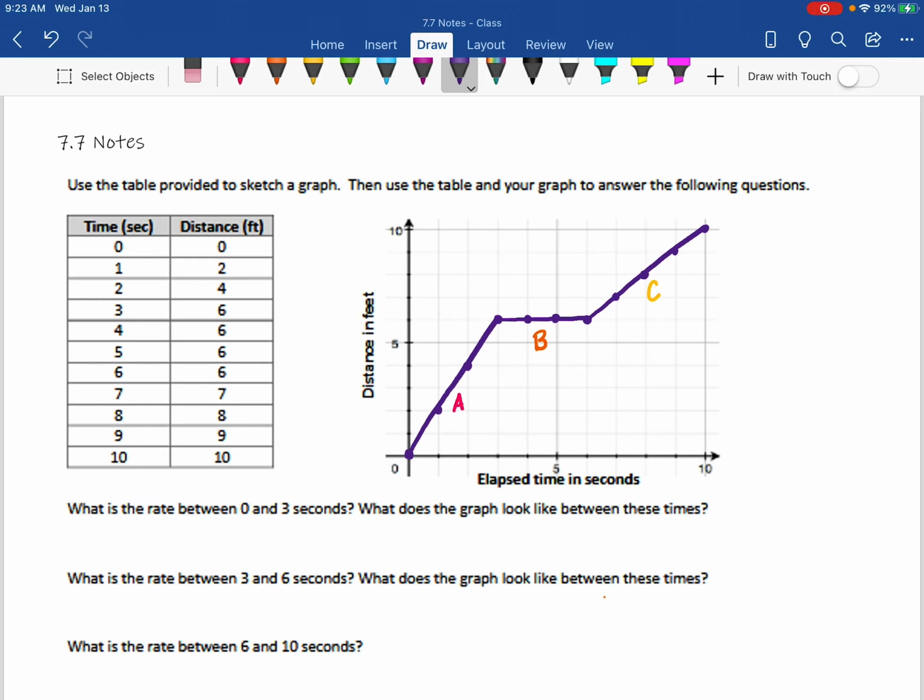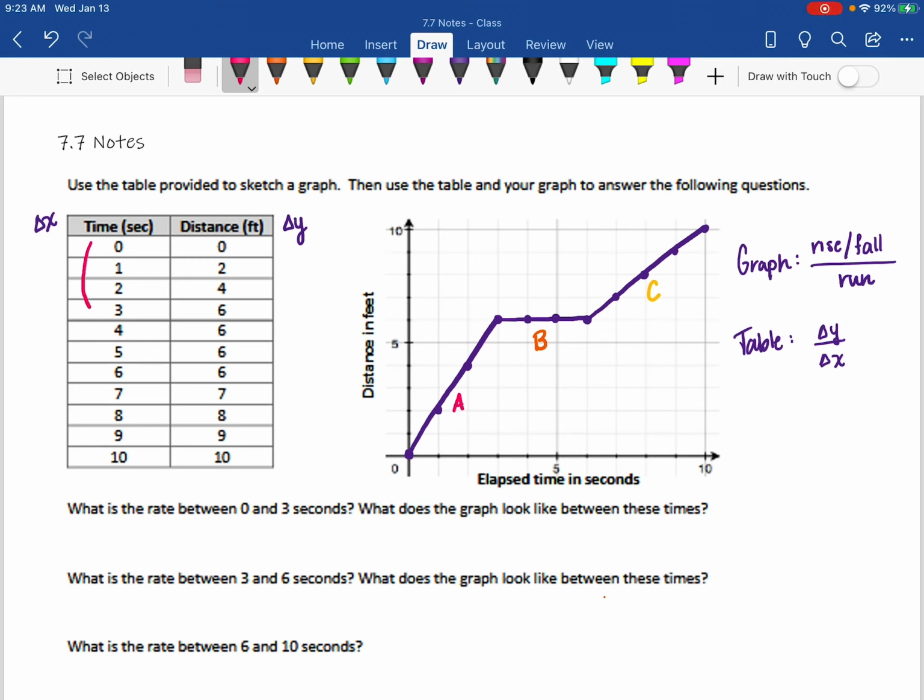Great. And we're going to be getting the rate of these 3 different segments. That's what we're being asked to do. So just a quick review here from a graph. If we're trying to find the rate, we're looking at the rise or fall divided by the run. And if we're getting the rate from a table, we're looking at the change in y divided by the change in x. Okay. All right, so the first rate we're being asked about is from 0 to 3 seconds.